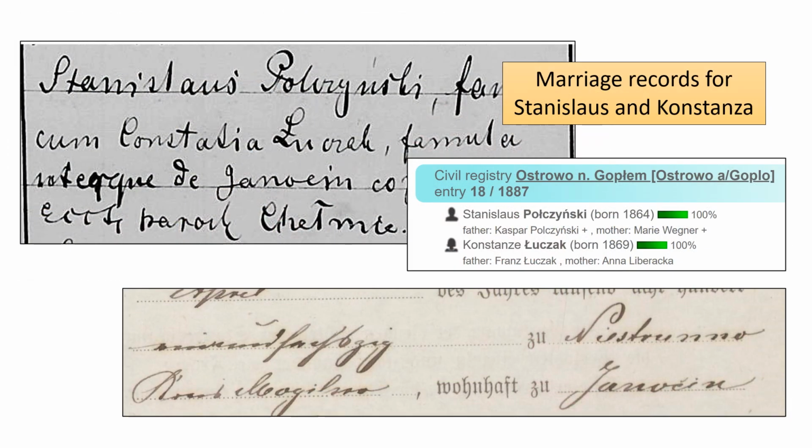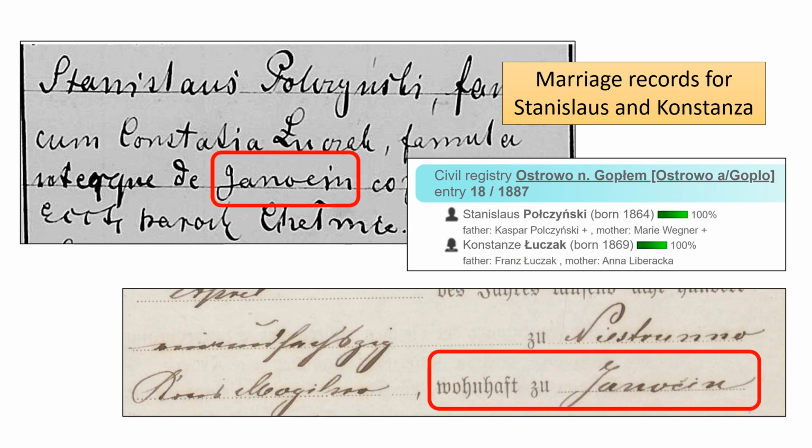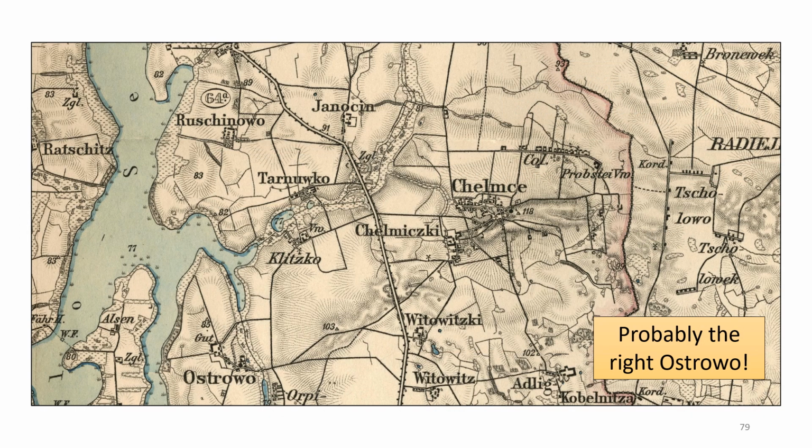Now, just in case there was any doubt left about whether the Ostrovo na Gopłem that we found was the right one, check out the actual marriage records for Stanislaus and Konstanza, which shows the place that they were living as Jánosin. Back on our old map of the area, here is Jánosin, just up from Ostrovo.